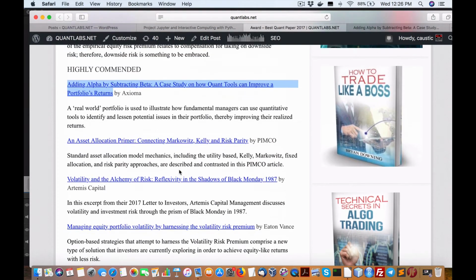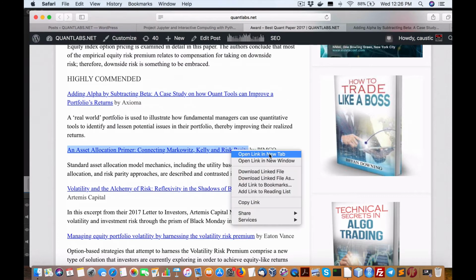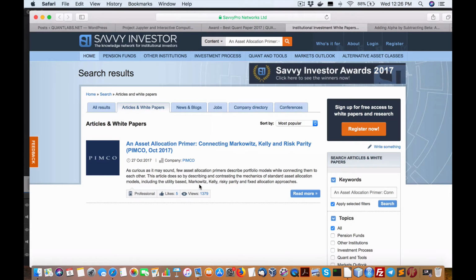Let's see the third one. Asset allocation connecting Markowitz, Kelly, and risk portfolio by PIMCO. Okay, so let's see. As curious, the best asset allocation primers describe portfolio models without connecting them too much to each other. This article does so by describing and contrasting the mechanics of standard asset allocation models. That's what we talked about with that script I just told you. Using Markowitz, Kelly, and I do know that the Kelly criterion is what I will be using.